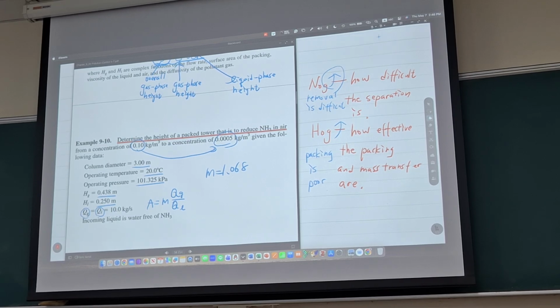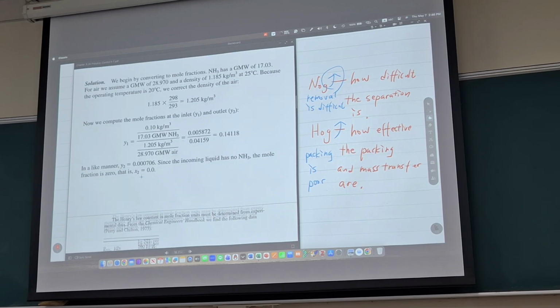Okay, hands up. Did I give you a solution for this question? No, okay. But this is from the textbook.